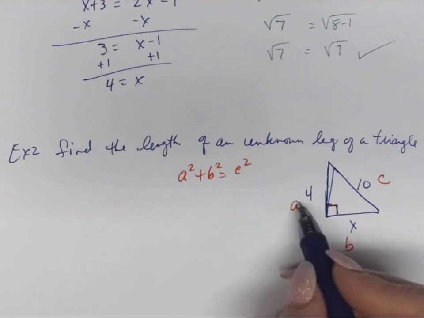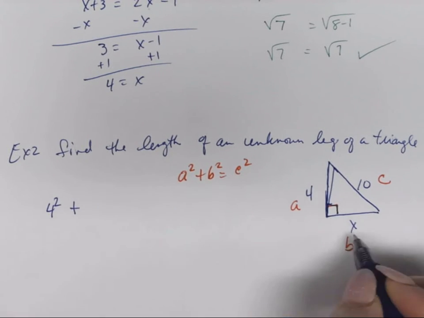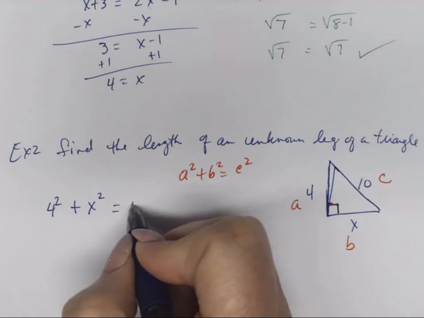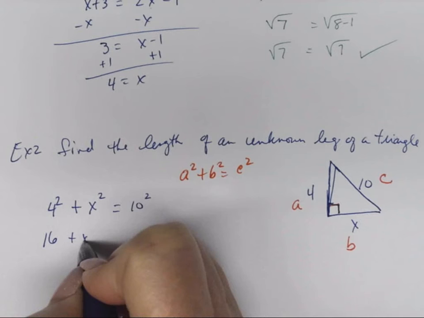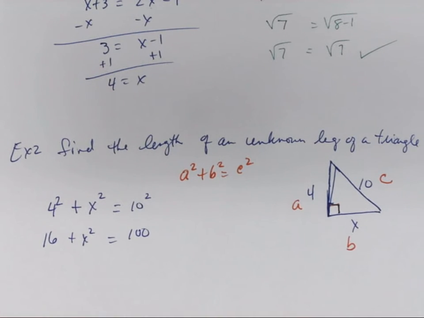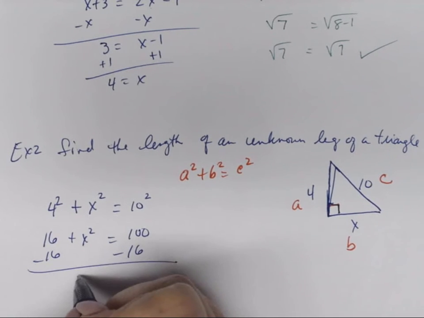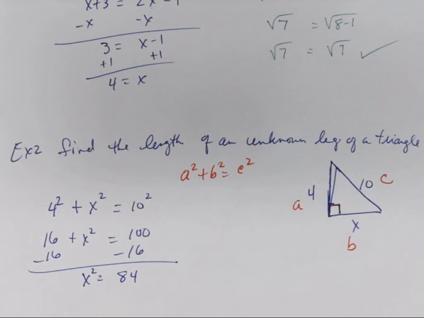So if we're doing our formula, a squared would be 4 squared plus b squared, which is x squared, equals c squared, which is 10 squared. 4 squared is 16 plus x squared equals 100, because that's what 10 squared is. Subtract our 16 over. We end up with x squared is equal to 84.